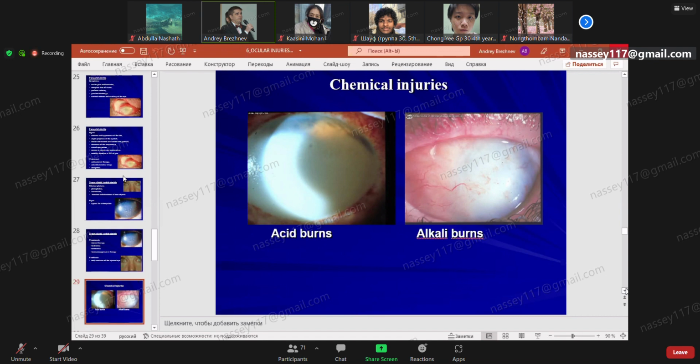So there exists a sort of coagulation of the tissues, and these coagulated tissues act like a barrier, a border between the normal and damaged tissues. In case of alkali burns, there is deep penetration due to another type of necrosis, liquefaction necrosis, without formation of a sharp border between the damaged and normal tissues.